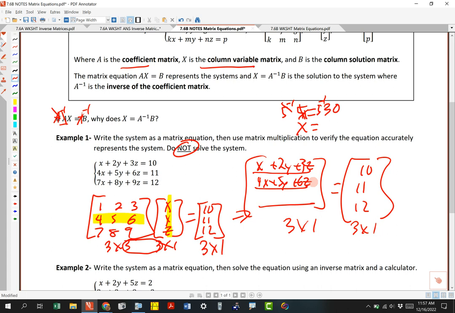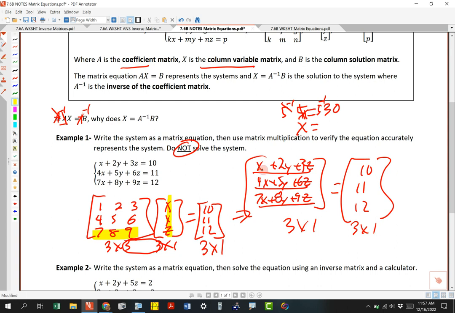And then you can guess what the last one's going to be. So this is third row, first column. I'm going to take the third row, multiply it by the first column, and I end up with 7x plus 8y plus 9z. And the only way that these can be equal matrices is if they're equal element by element.